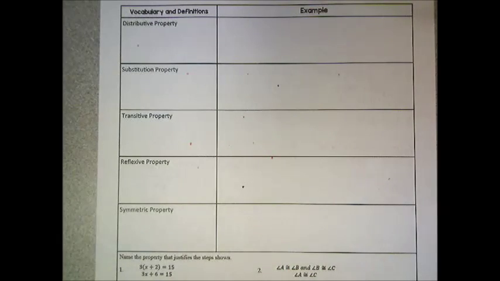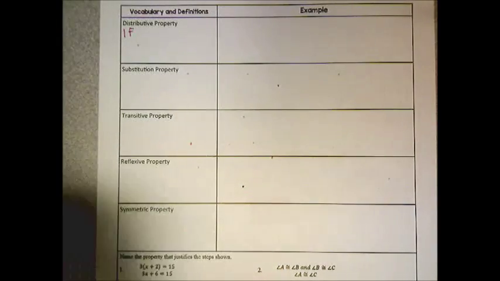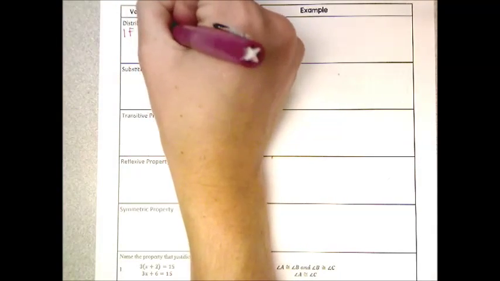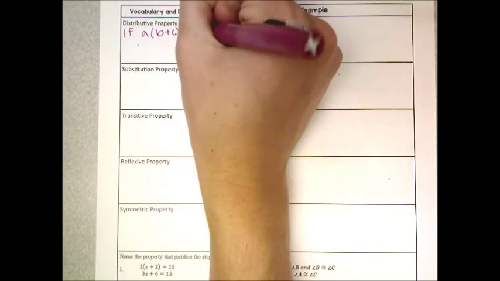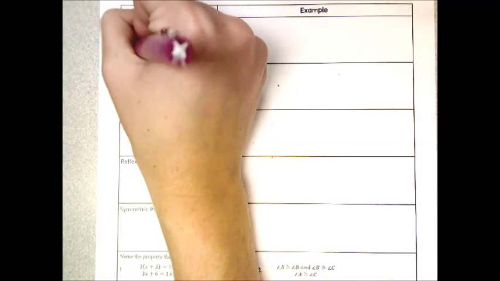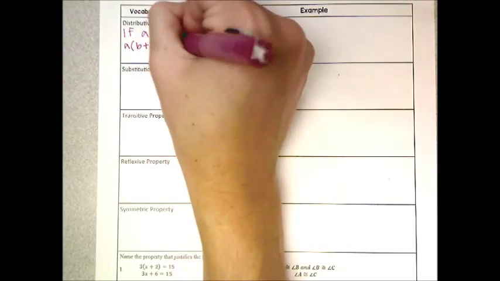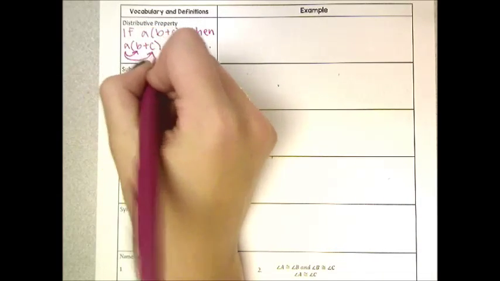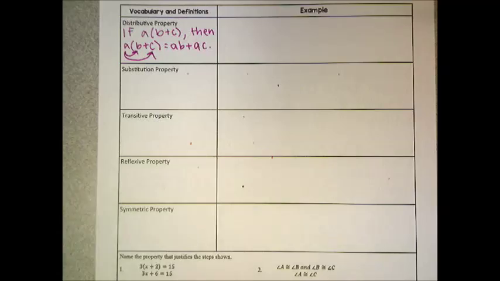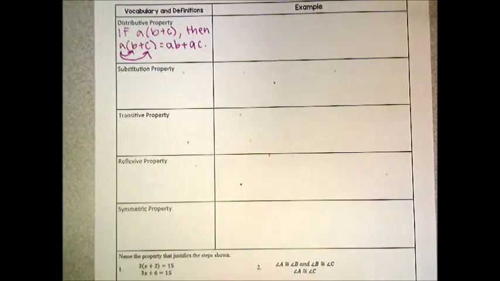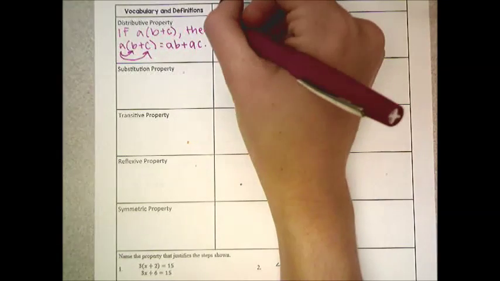So first up, we have the distributive property. These are going to look familiar to you guys, but we want to make sure that you understand them. So if A, parentheses B plus C, then A, parentheses B plus C equals AB plus AC. I'm going to draw my little arrows here to remind me that I distribute out that multiplication. You'll notice I'm writing all these definitions with our if-then, so they're all conditional statements. So this is just another reason why we learned all of that logic that seemed a little out of place in geometry.